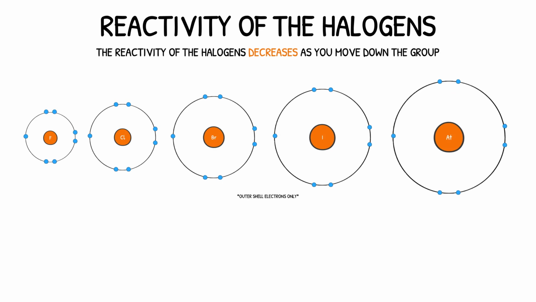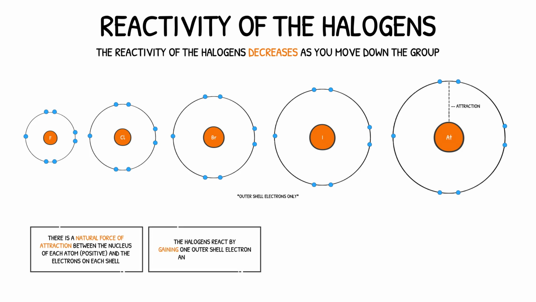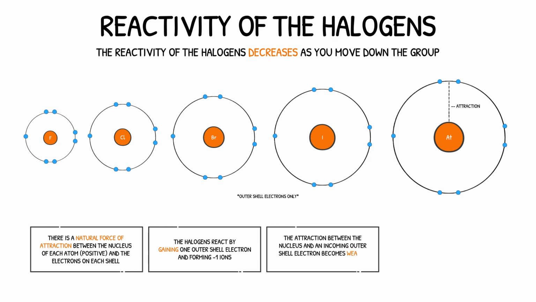This trend in reactivity is explained by the interaction between subatomic particles within the atom, namely the protons and electrons. Because of the overall positive charge in the nucleus of an atom, there is a natural force of attraction between the nucleus and the electrons, seeing as they are of the opposite charge. Now remember, when an atom of an element is reacting, it is doing so because it wants to achieve a full outer shell. The halogens achieve this full outer shell by gaining 1 electron on their outermost shell and forming -1 ions.